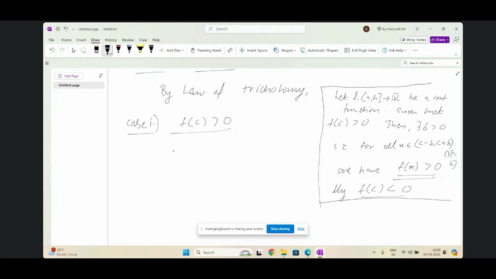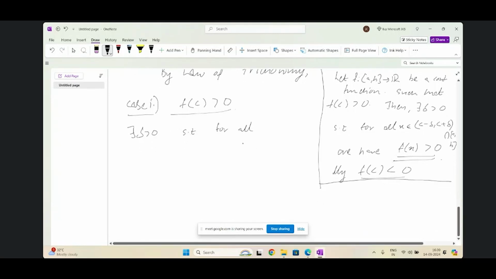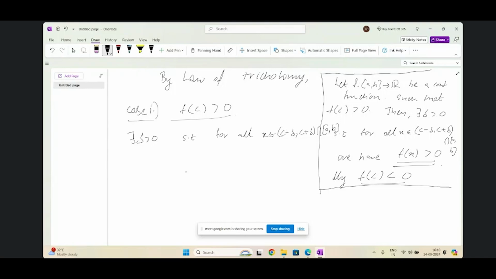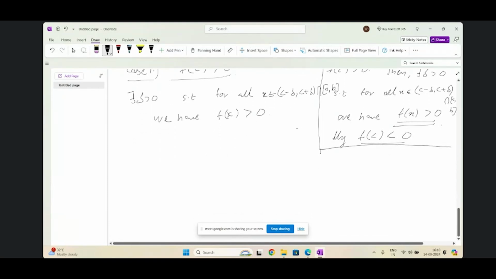So for f of c greater than 0, I can say that there exists delta greater than 0 such that for all x belongs to (c minus delta, c plus delta) intersection [a, b], we have f of x greater than 0. So let us keep this in mind.